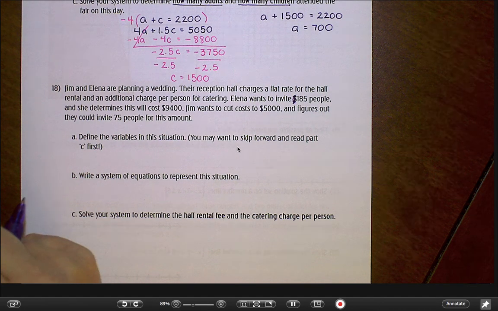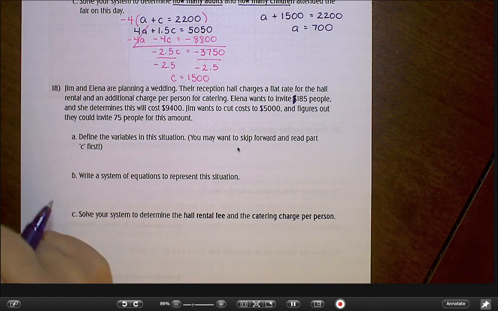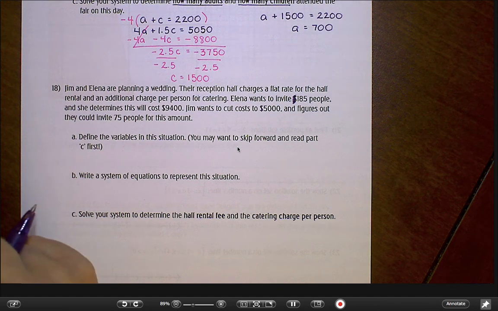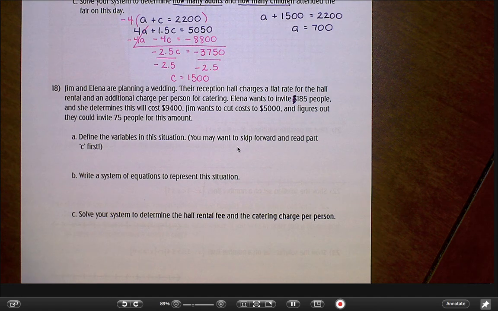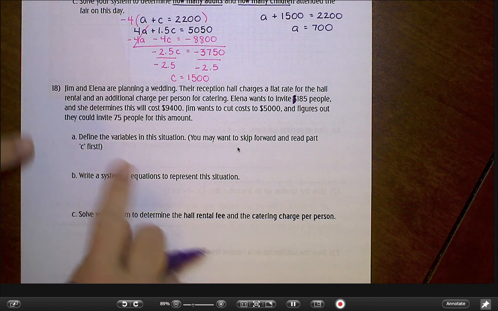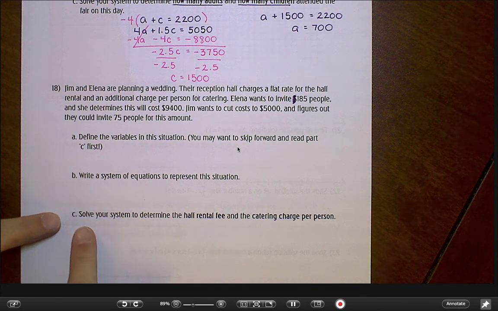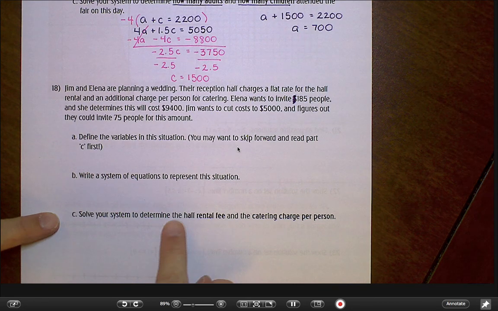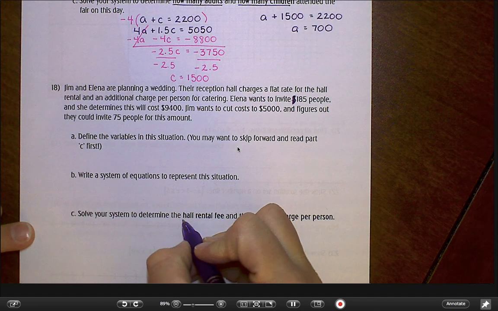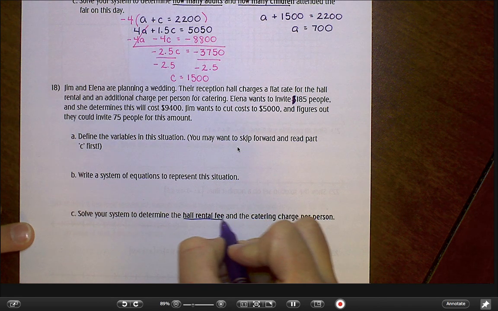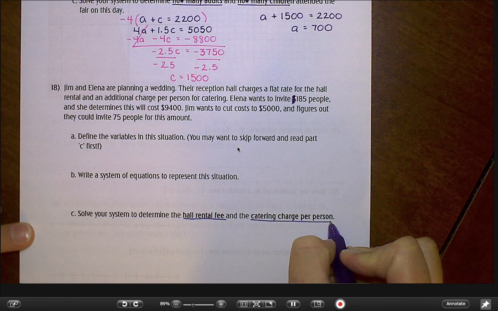She knows this will cost $9,400. Jim, trying to be practical, would like to cut costs down to $5,000 and figures out that he could invite 75 people for this amount. So the variables in this situation are a little bit harder to figure out. And once again, I think it's best if you look down at part C for what you're actually solving for. In part C, we need to determine the hall rental fee and the catering charge per person.